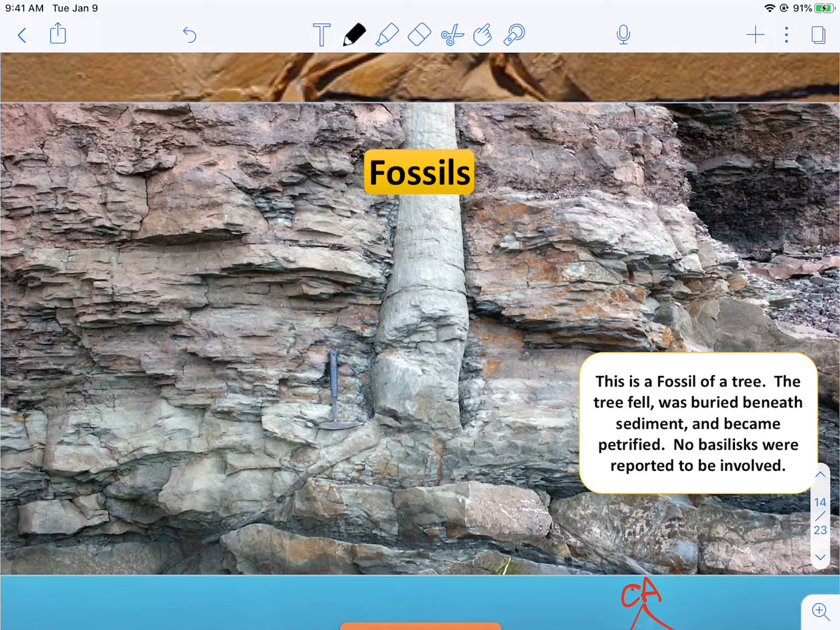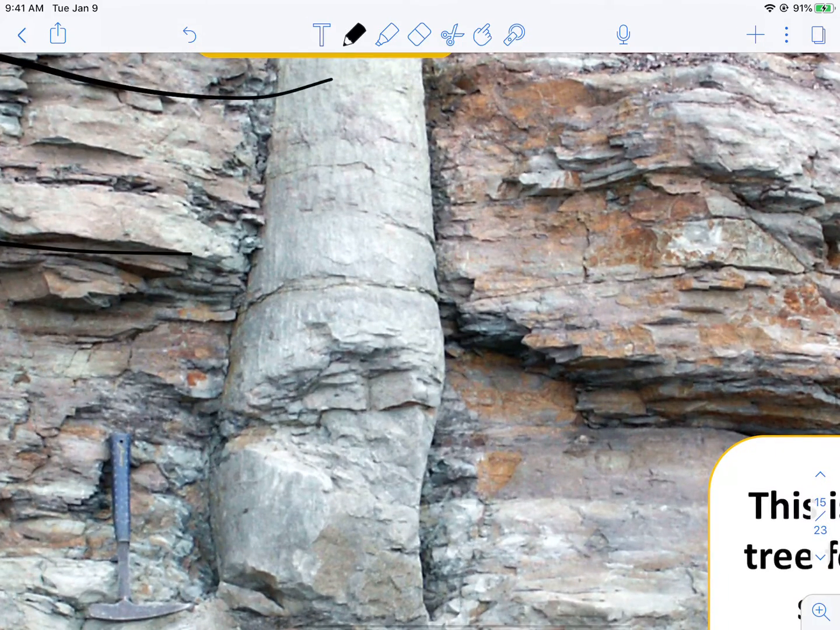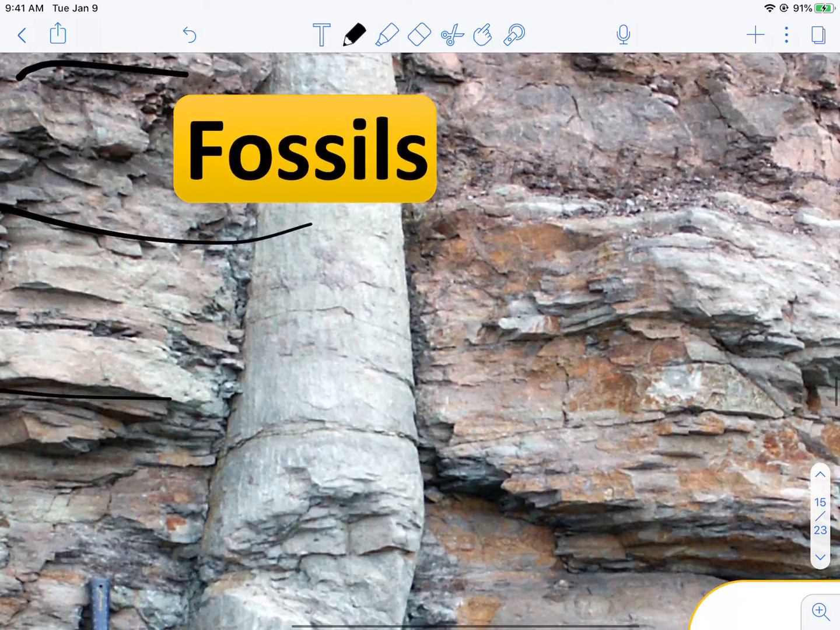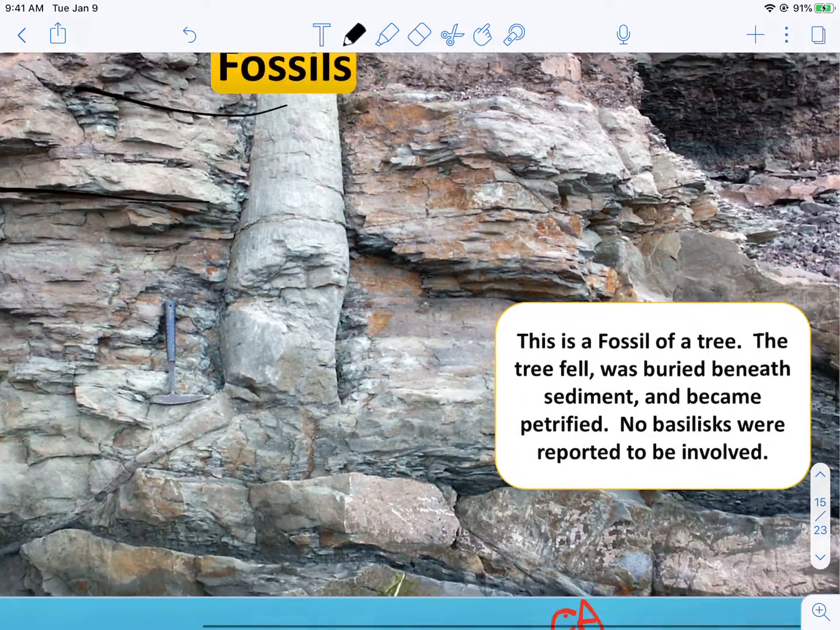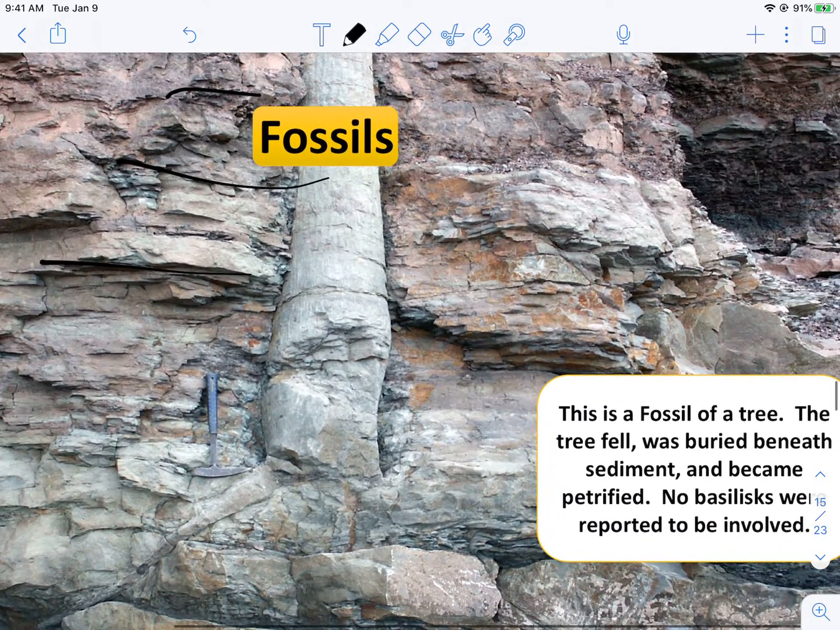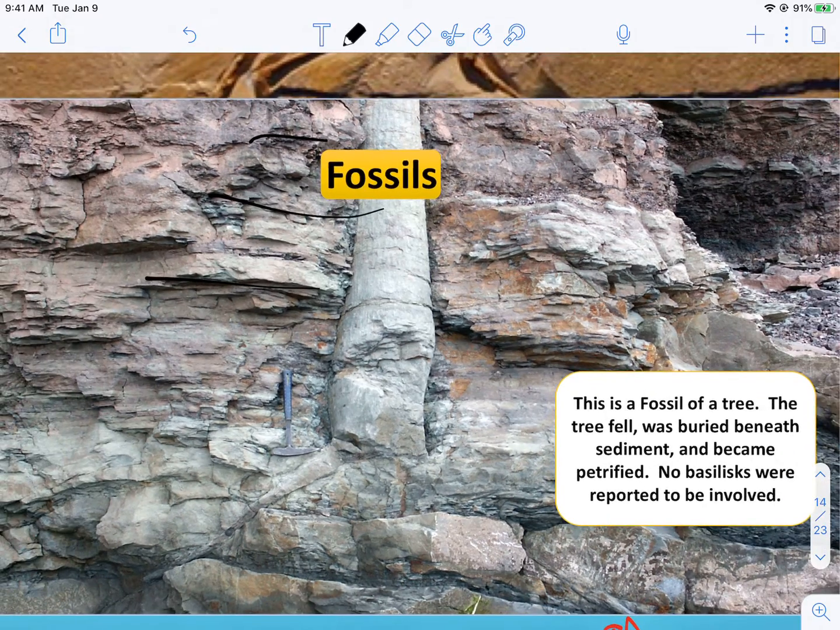And when the tree falls over, it's going to be buried in the ground. And when the ground buries it, it's going to have that same process of permineralization with the groundwater. It's going to seep into the cells of the wood and leave a mineral cast behind. So this is a fossilized tree. It also looks like Squidward's nose for you SpongeBob fans.